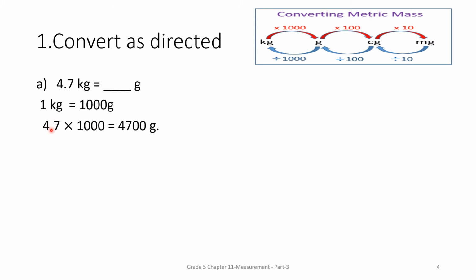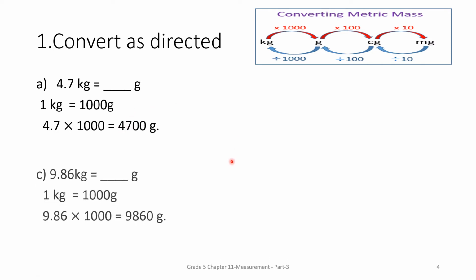See here we have the decimal point between 4 and 7. And now scholars, we can see that we have only one digit after the decimal point. So what we need to do is put zeros. How many zeros do we need to put? We need to put 2 zeros because we already have one digit after the decimal point. So our answer will be 4700 grams. That is 4.7 kg is equal to 4700 grams.